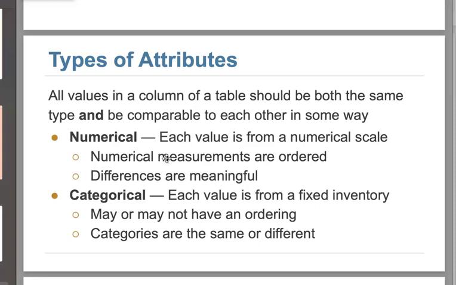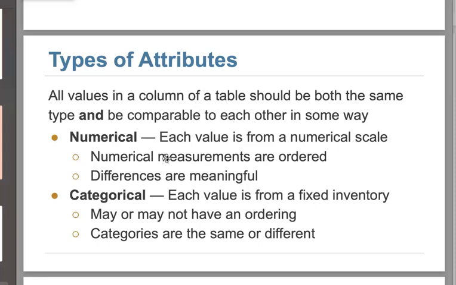Then the second one is categorical data. Each value is from a fixed inventory. In other words, it's a fixed set they will choose from. Like in our survey, we asked the students how many hours they sleep and also what their major is. So then you have a fixed inventory. Or in the NBA table, players are in different positions. We have point guard, small guard, center. So they have specific positions they can choose from.